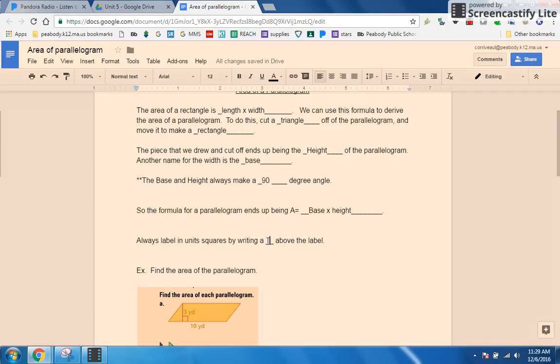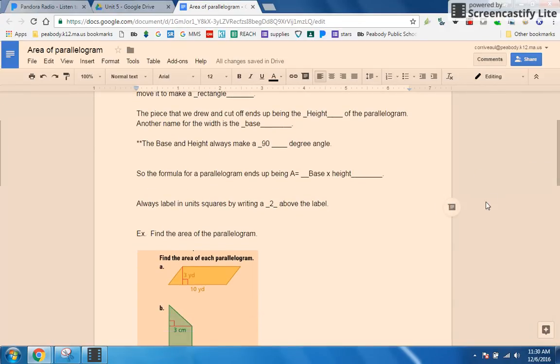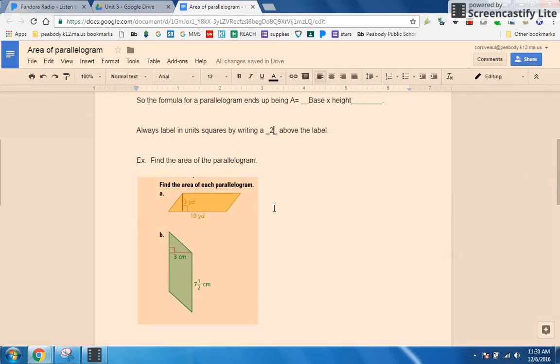When you are multiplying your base times your height, you're actually multiplying two labels along with it. You just don't think of that. So when you're multiplying them out, your label has to have a 2 above it, which means squared. The reason is that for the example down here, you're not only multiplying 3 times 10, you're multiplying yards times yards, which is yards squared, with an exponent. So you always have to put a 2 above the area label every single time.